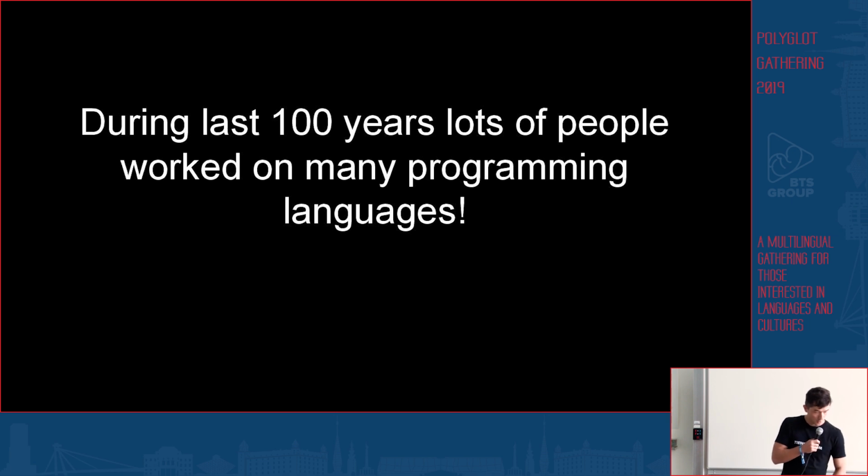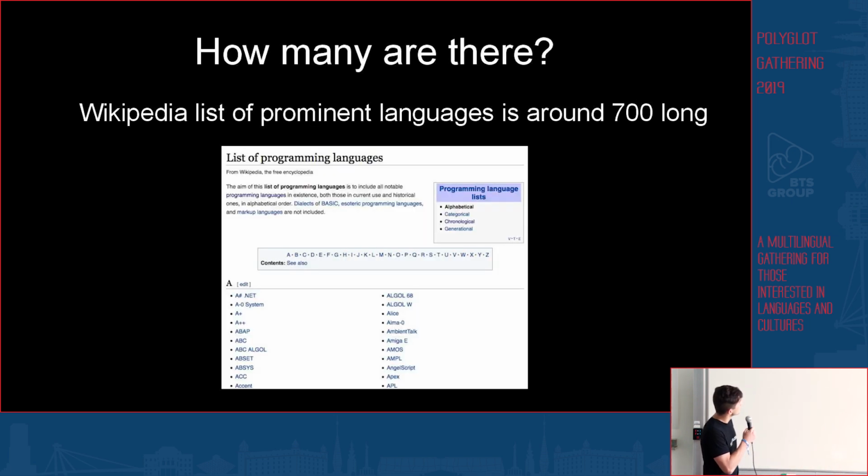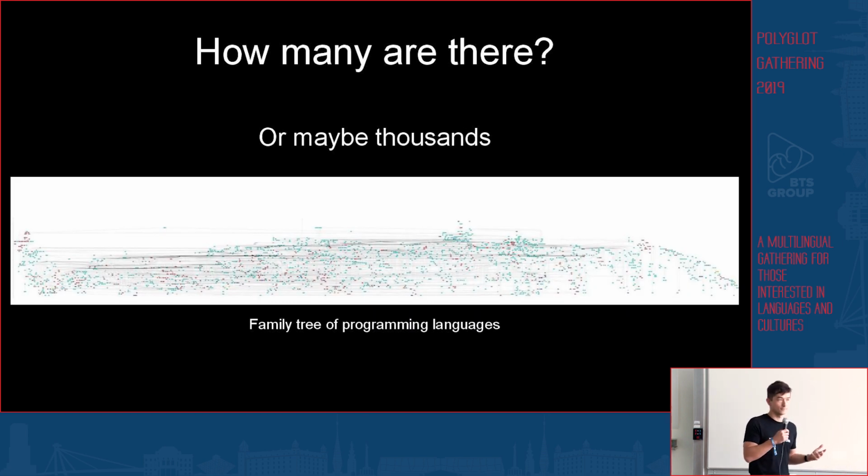If you go to Wikipedia, to the list of most prominent languages, you'll find there are around 700. It's very difficult to measure, because anyone can create a programming language nowadays. There are actually courses that let you do that. I will talk about them at the end of the presentation. Other sources state that the number of languages is counted in thousands. I think there are around 7,000.